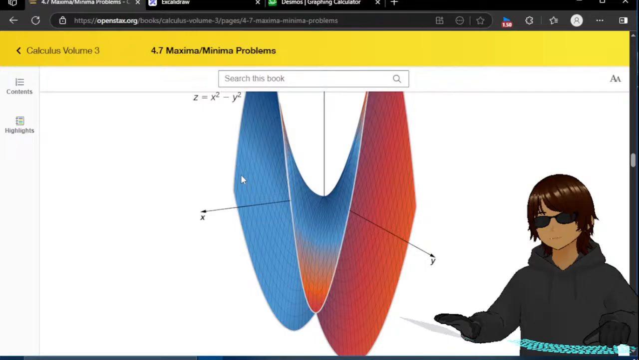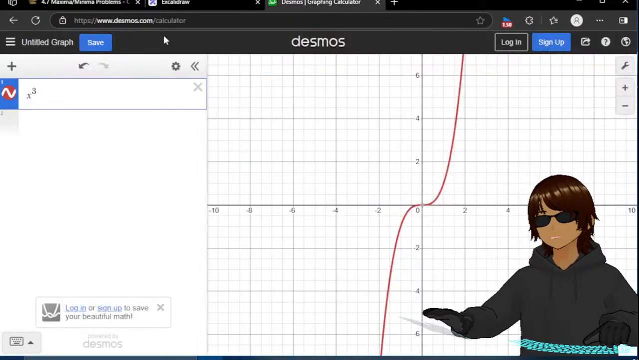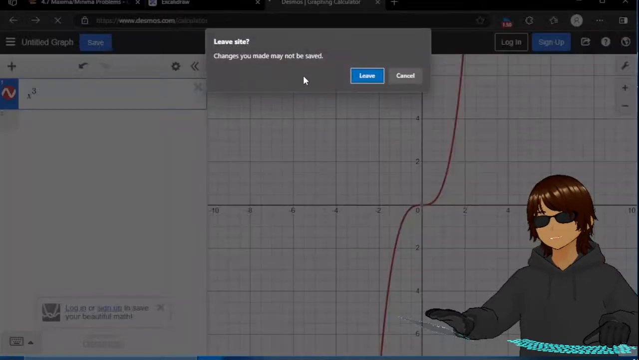This graph is kind of confusing. So is it like going back? x squared minus y squared. Let's try a 3D graph.